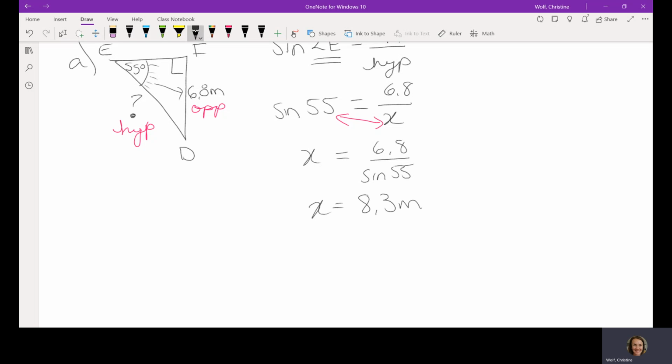Some calculators are awesome. They have brackets. So you can literally just type in 6.8 divided by open bracket sine of 55 close bracket equals. Okay, again, if you didn't get 8.3, call me over. You need to know how to use your calculator. Okay, it's not optional.